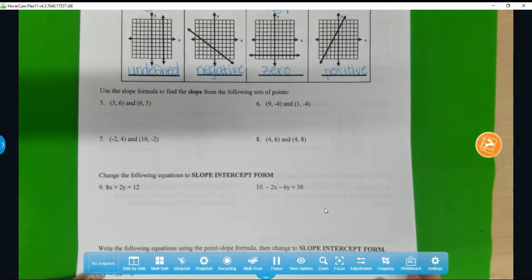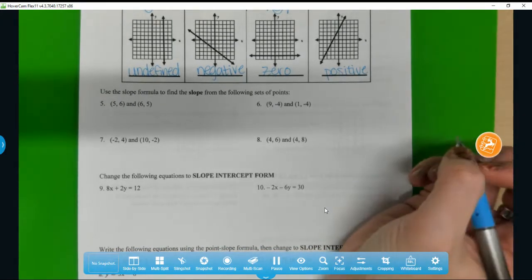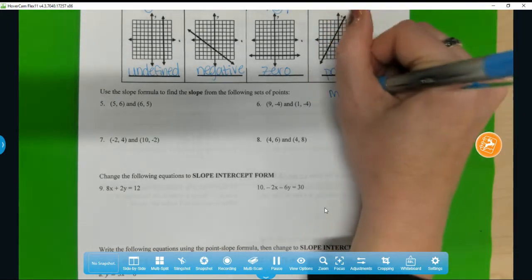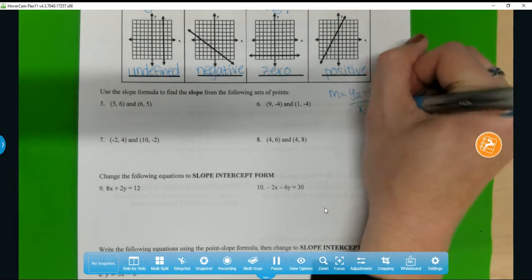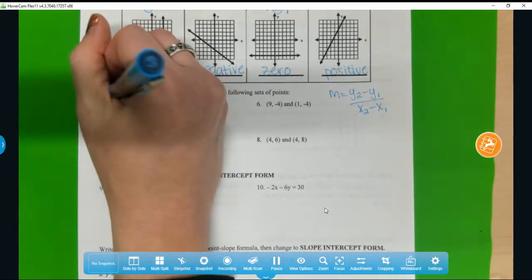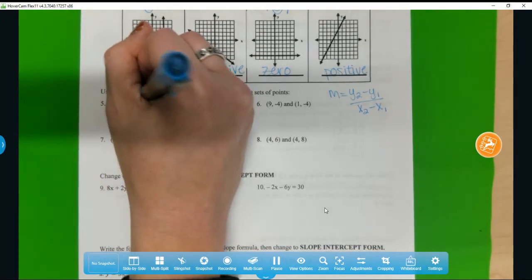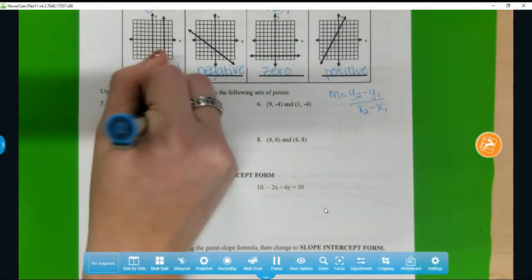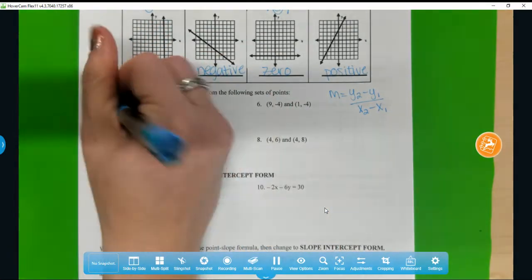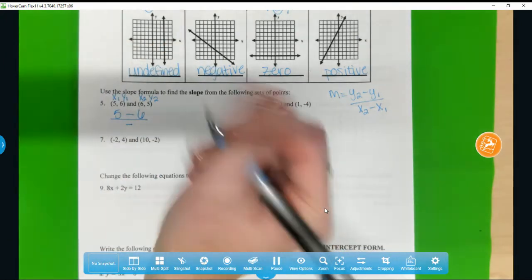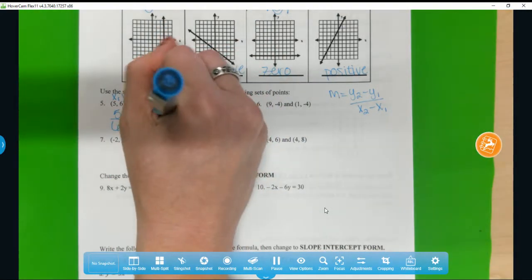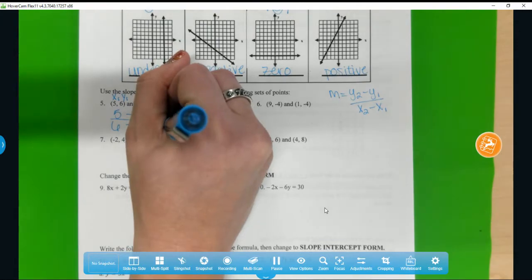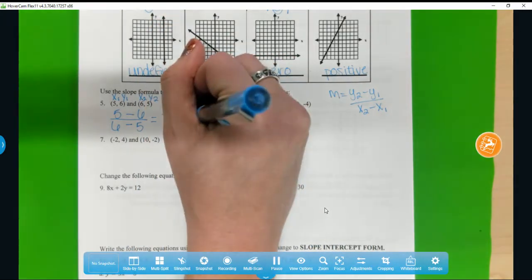Okay, use the slope formula to find the slope from the following sets of points. Remember, the slope formula from 2 points is y2 minus y1 over x2 minus x1. So we have x1, y1, x2, y2. Fraction bar, minus, minus. So we have 5 minus 6 at the top, 6 minus 5 at the bottom. 5 minus 6 is negative 1. 6 minus 5 is positive 1. Remember, you reduce, so that is negative 1.